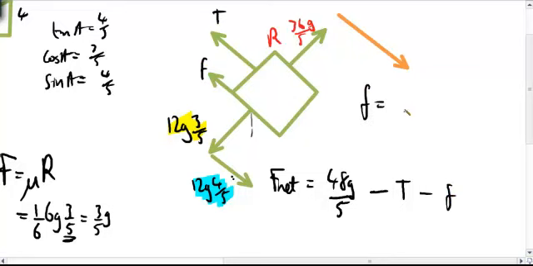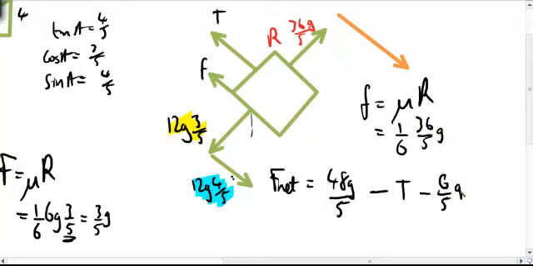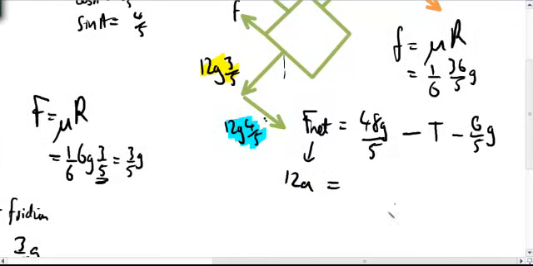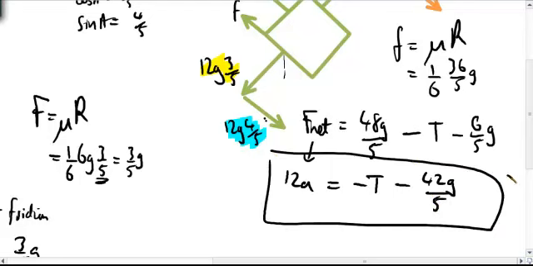And if you remember, friction is always equal to mu times the reaction. We know mu is 1/6, and we know the reaction is 36/5g. So I'll just sub in for friction there, just quickly speed it up. We end up with 6/5g. Now the net force is always mass times acceleration, so it's always 12a is equal to, and if I bring the T to the left here, I'll have minus T, and then 48 minus 6 is minus 42g/5. That's my second equation.